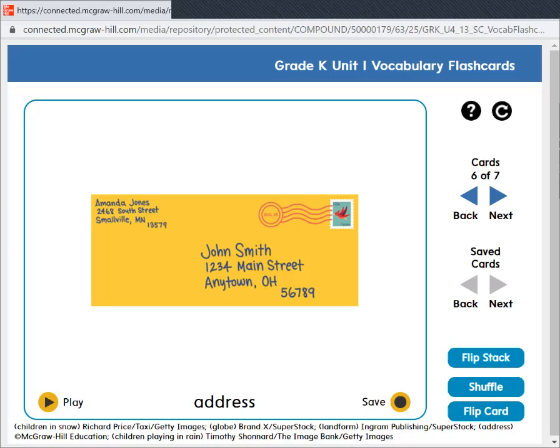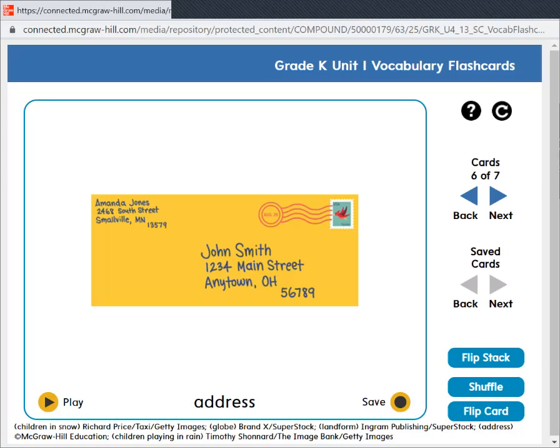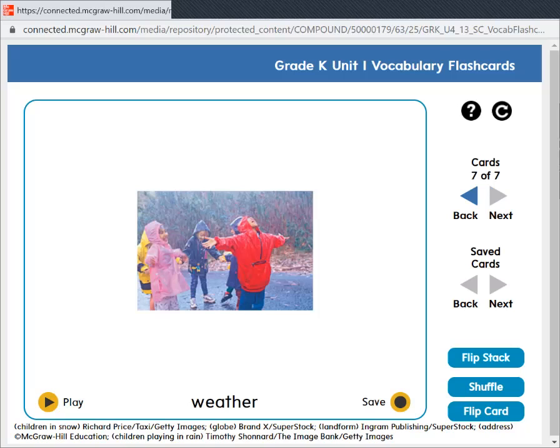Address. Can you say address? An address is the number that tells where a place is. So look at this envelope, and it has an address of somebody. If you want to mail a letter, you have to know where they live. So you get their address. It has their name and the address where their home is and in what city and state. So an address tells us where somebody lives or where something is. Address.